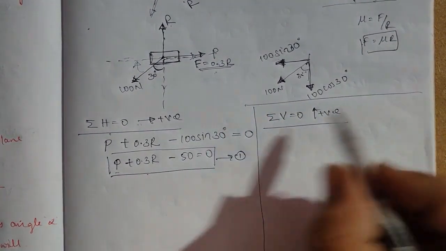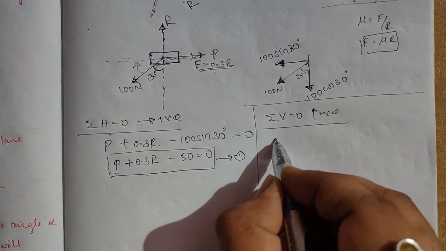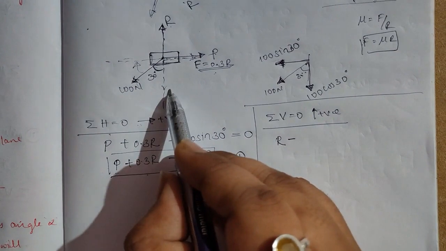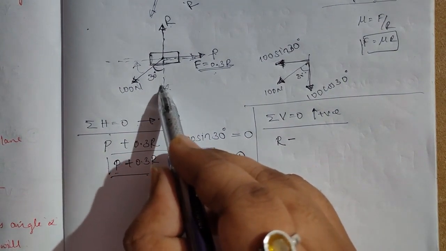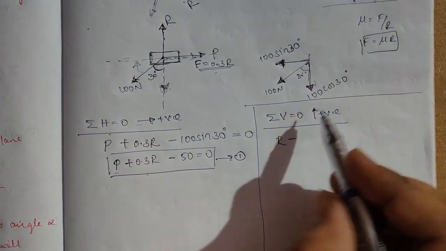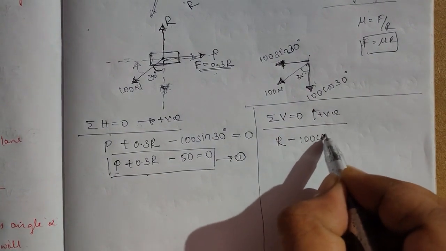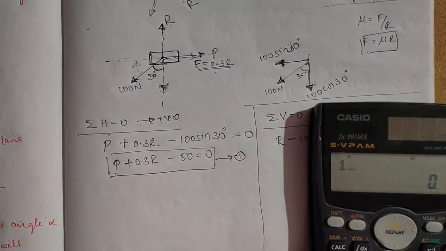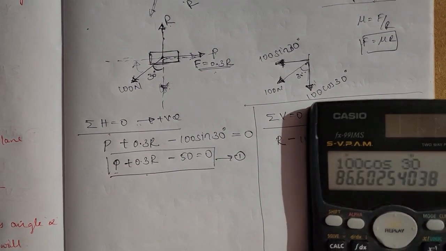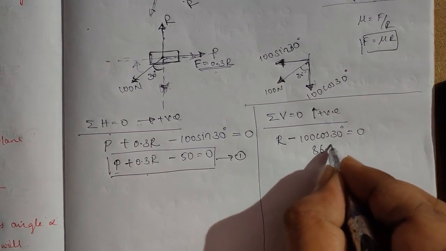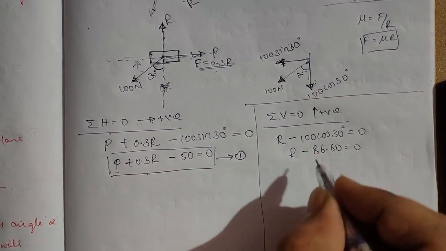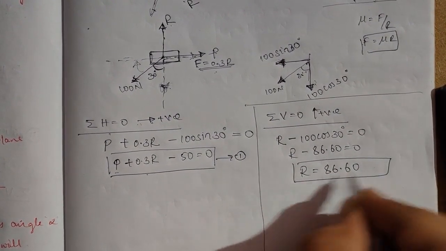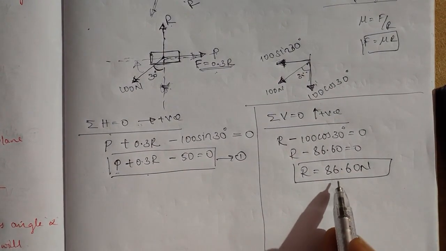So what are the upward forces we have to take here? So we know R is the upward force, then the downward force is there, that is 100 cos 30 degree, means this one, this vertical one. So what is the vertical component? R minus 100 cos 30 degree is equal to 0. So now what is 100 cos 30 degree? It is 86.60. R minus 86.60 is equal to 0. Then R value is equal to 86.60 Newton.